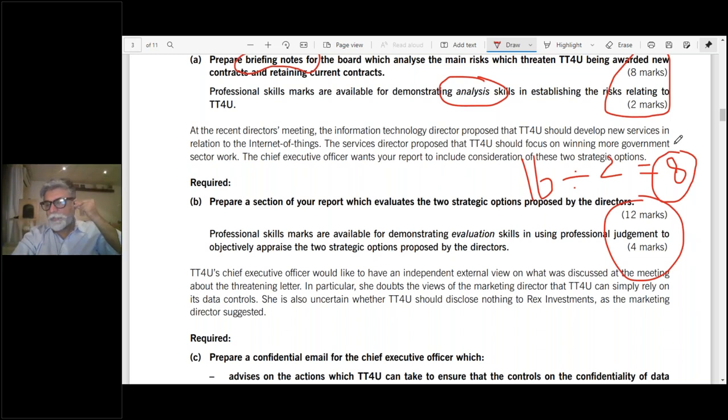So please make a section of your report quickly. Time starts now.